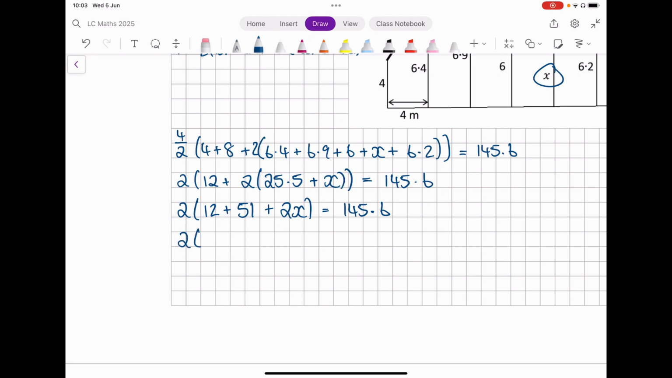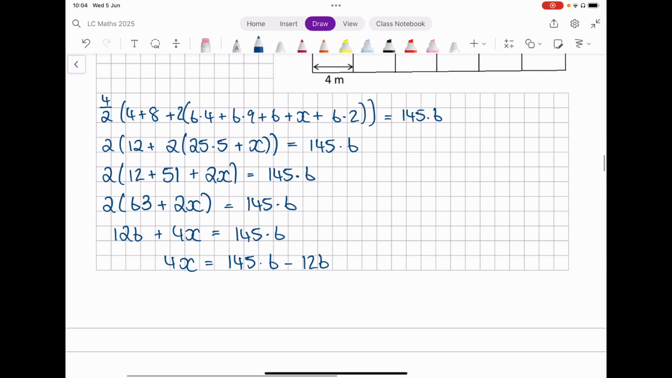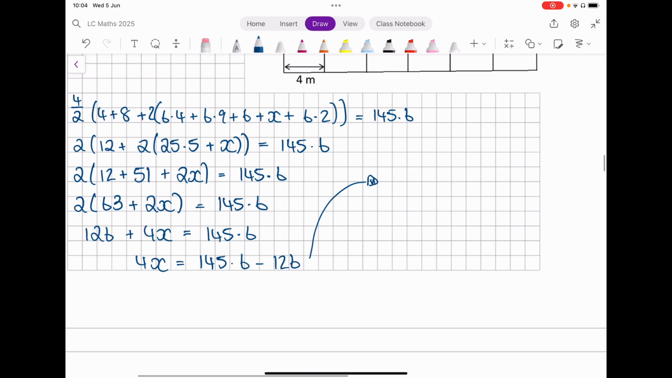And then I'm just going to simplify the inside. So 12 plus 51 is going to give me 63. Still have that 2x there. That's all equal to 145.6. And then I bring that final 2 in. So 2 by 63 gives me 126 plus 4x is equal to 145.6. And then when I bring that 126 over, it's 145.6 minus 126. And that gives me 4x is equal to 19.6.